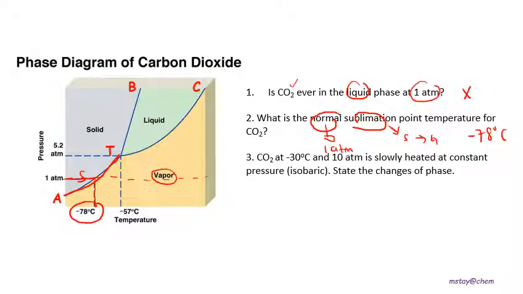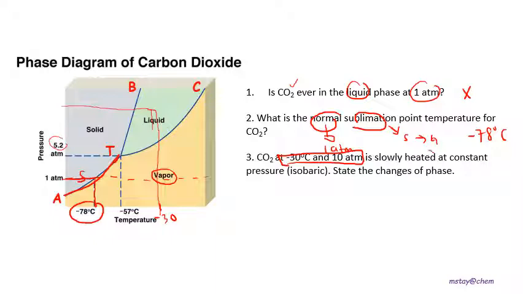Number 3, carbon dioxide at negative 30 degrees Celsius and 10 atm. Negative 50 is over here, so we predict that negative 30 is over here. And then at 10 atm, this is 5.2, so we double the region. Basically, this will be the condition where the carbon dioxide is at negative 30 degrees Celsius and 10 atm.